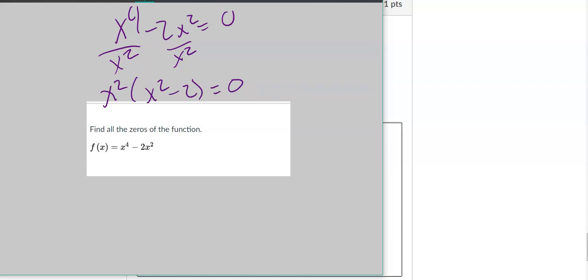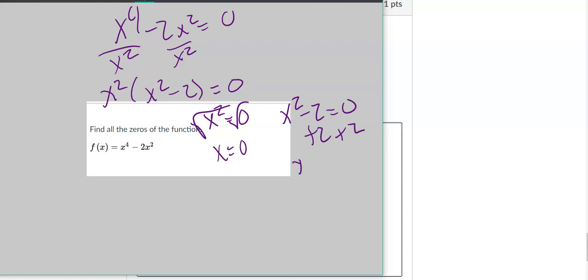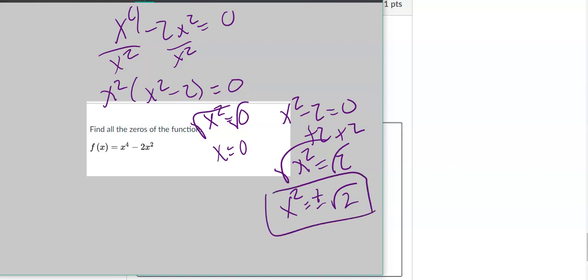I'm going to take each of my pieces and set those equal to 0. So I have x squared equals 0, x squared minus 2 equals 0. On the first one, I take the square root. I get x equals 0. Over here, I want to add 2 to both sides. I get x squared equals 2, and then I take the square root. Because this one is a number other than 0, when I take the square root, it's going to turn into plus and minus, and then I have square root of 2. So this and this are both my answers here.